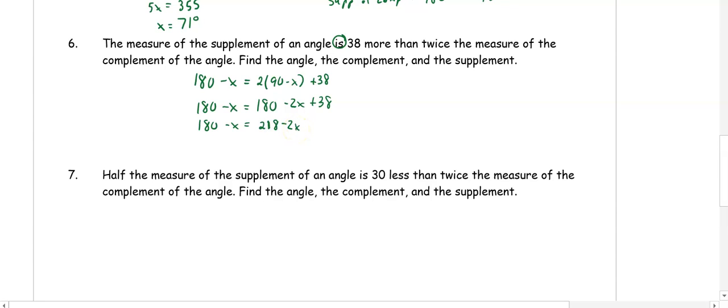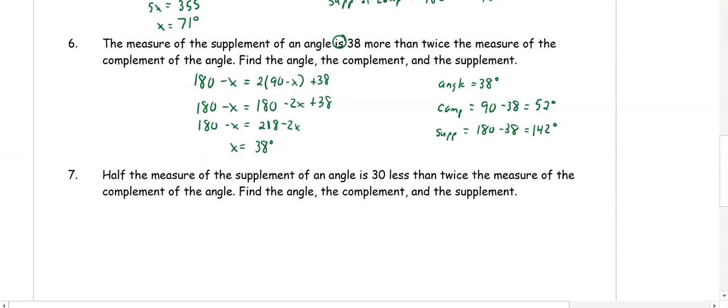So we can add 2x to get x, and subtract 180 to get 38 degrees. That means our angle is 38 degrees. So we found the angle. To find the complement, we're going to do 90 minus 38, which is 52 degrees. And to get the supplement, we're going to do 180 minus our original angle of 38. That's 142 degrees.